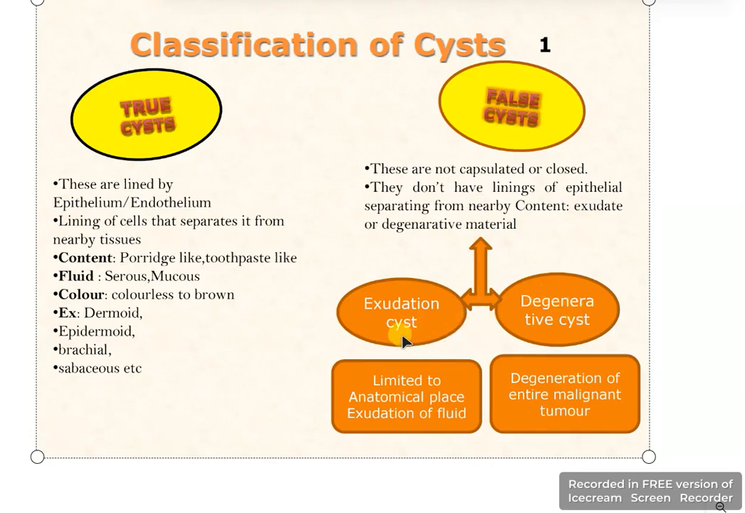In exudation cyst, the cysts are limited to the anatomical place, with exudation of fluid containing the affected cells. For example, pseudopancreatic cyst. In degenerative cyst, there is degeneration of the entire malignant tumor cells, which contain necrosed materials inside it.